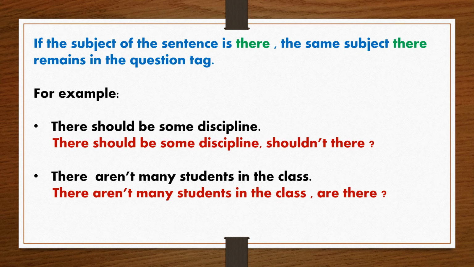If the subject of the sentence is there, the same subject there remains in the question tag. For example, there should be some discipline. There should be some discipline, shouldn't there? There aren't many students in the class. There aren't many students in the class, are there?